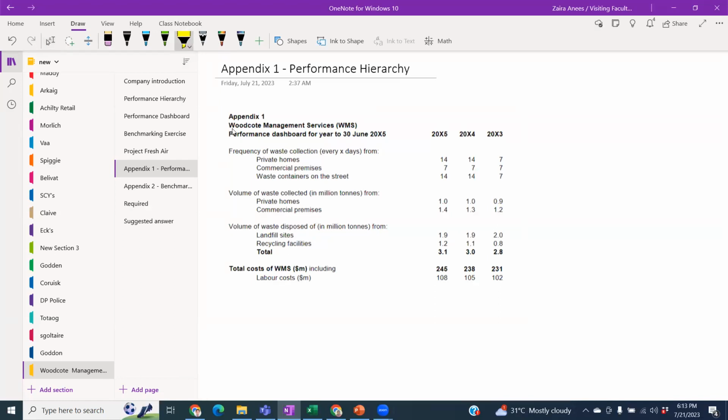And then we will start doing this question. This is actually related to WMS, right? Performance is related to 30th June 2005. There are a few indicators. Frequency of waste collection from private homes, commercial premises, waste containers on the street from 2003 to 2005. Then volume of waste is given here. Then volume of waste disposed of from landfill site and recycling facilities. I'm giving you 2 to 3 minutes. Try to read this, absorb this, and try to understand what these 3 indicators are. And then we will discuss it.